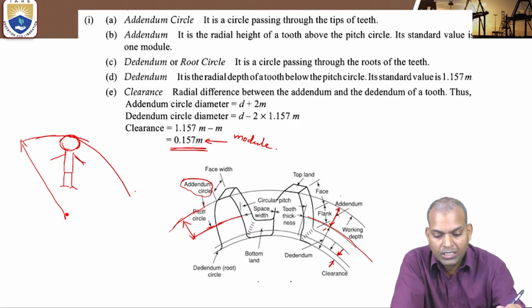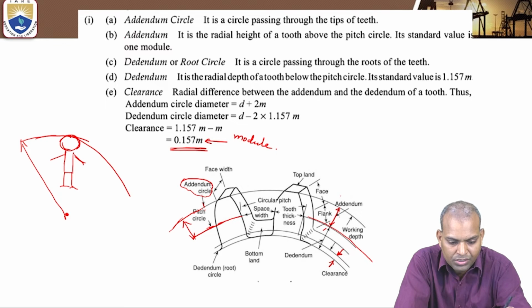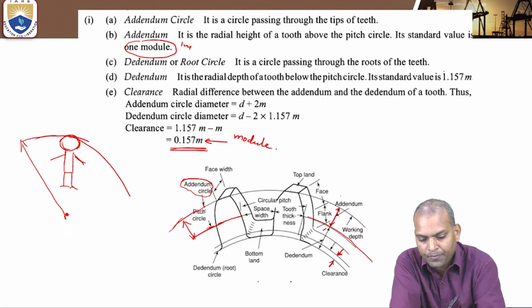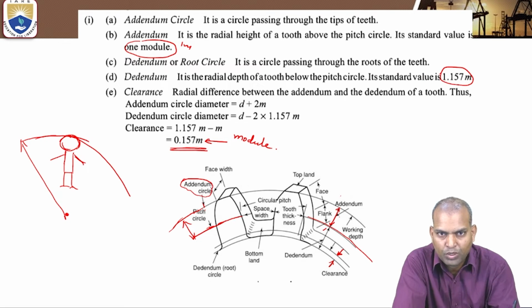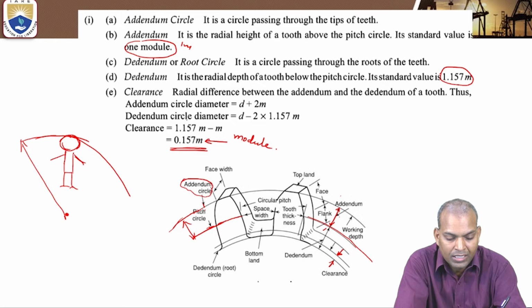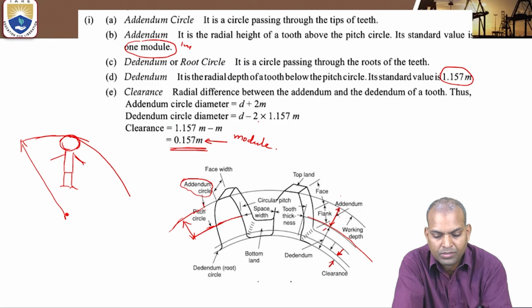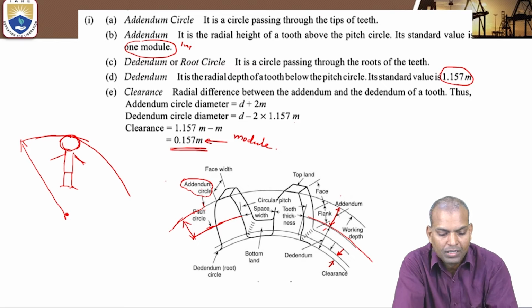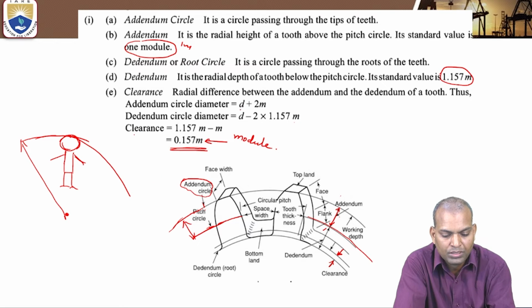And what is the addendum? The standard value of addendum is 1 module, 1 m. And the standard value of dedendum is 1.157 m, where m indicates 1 module. Now the addendum circle diameter is d plus 2m, and the dedendum circle diameter equals d minus 2 times 1.157 m. So the clearance equals the difference between the two, that is 1.157 m minus m, which is 0.157 m. That is the clearance.